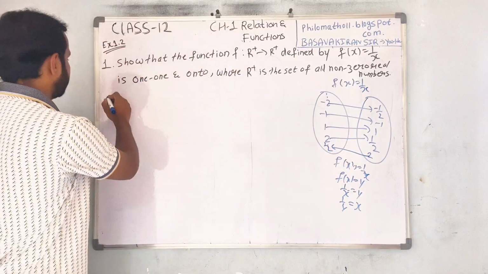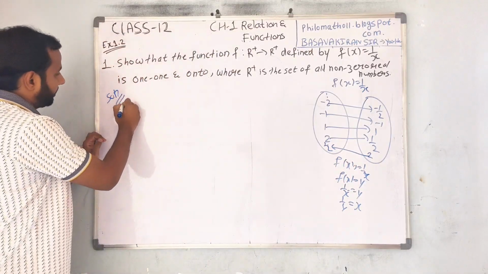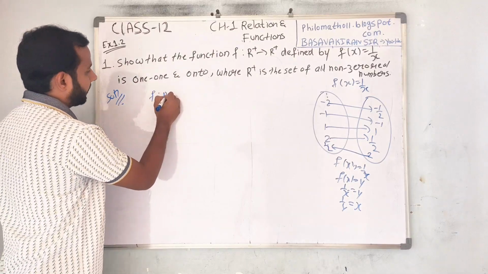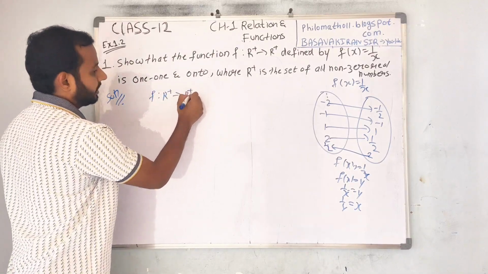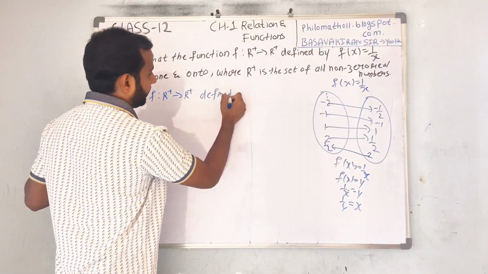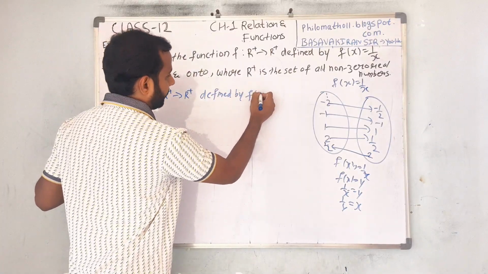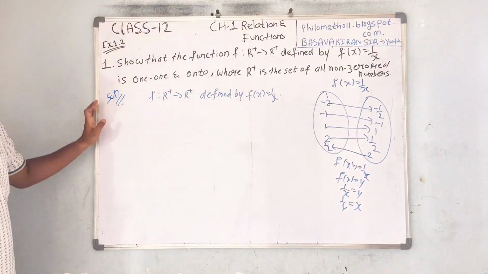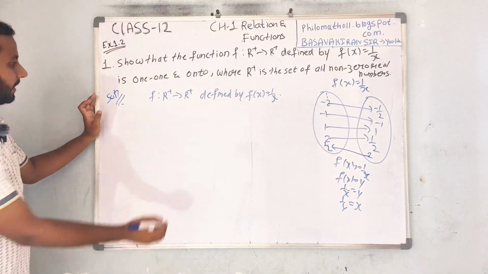Let us solve using the theory method. Given data is f from R to R, that is, real numbers to real numbers, defined by f(x) = 1/x. We showed this using an arrow diagram, but now we have to solve it using the theory method.